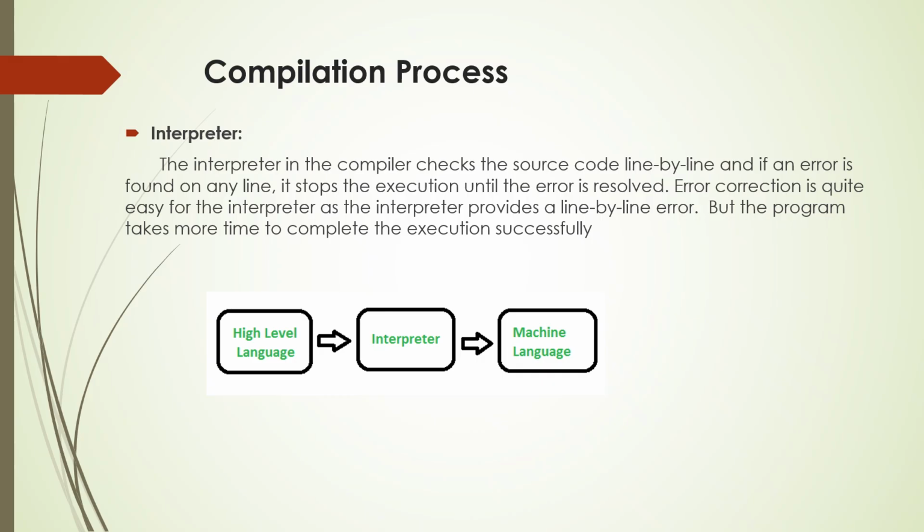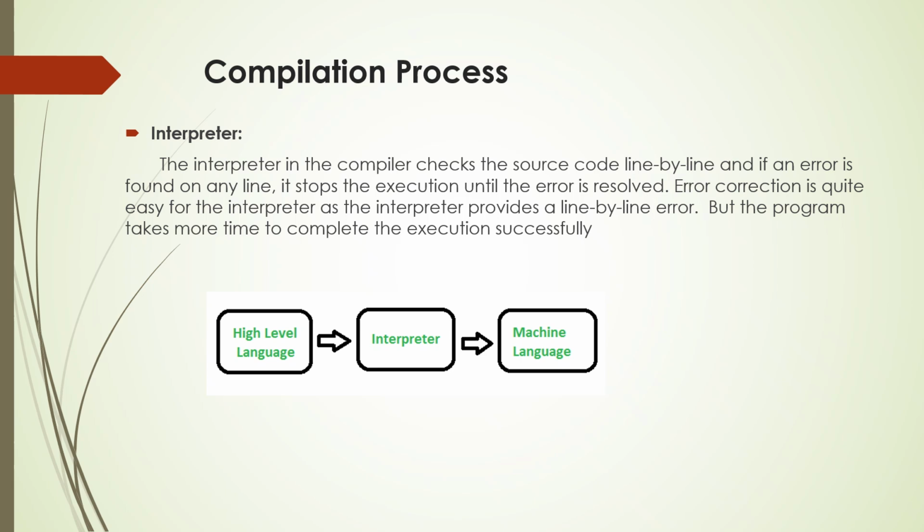The biggest disadvantage is slower execution. Why is execution slower? Because every time the program runs, the interpreter has to translate each statement again. Unlike a compiler, it does not create machine code that can be reused. As a result, the translation process happens repeatedly during execution. This increases the total execution time.